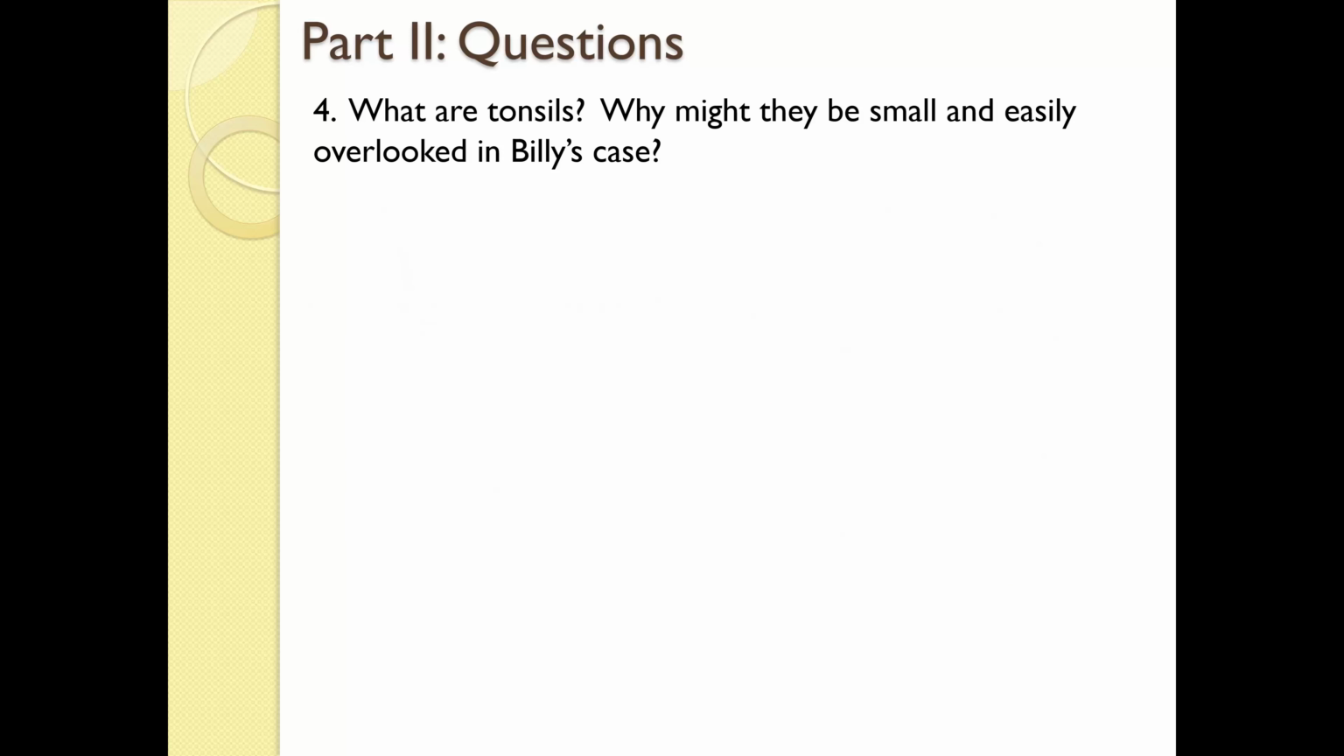Number 4, what are tonsils? Why might they be small and easily overlooked in Billy's case? So tonsils are a type of mucosa-associated lymphoid tissue, also called MALT, found within the walls of the pharynx.